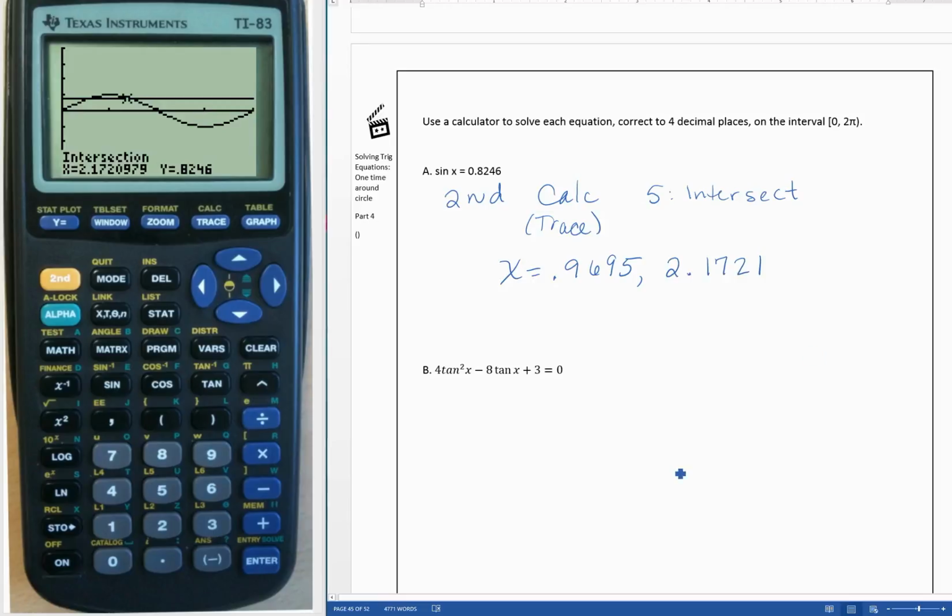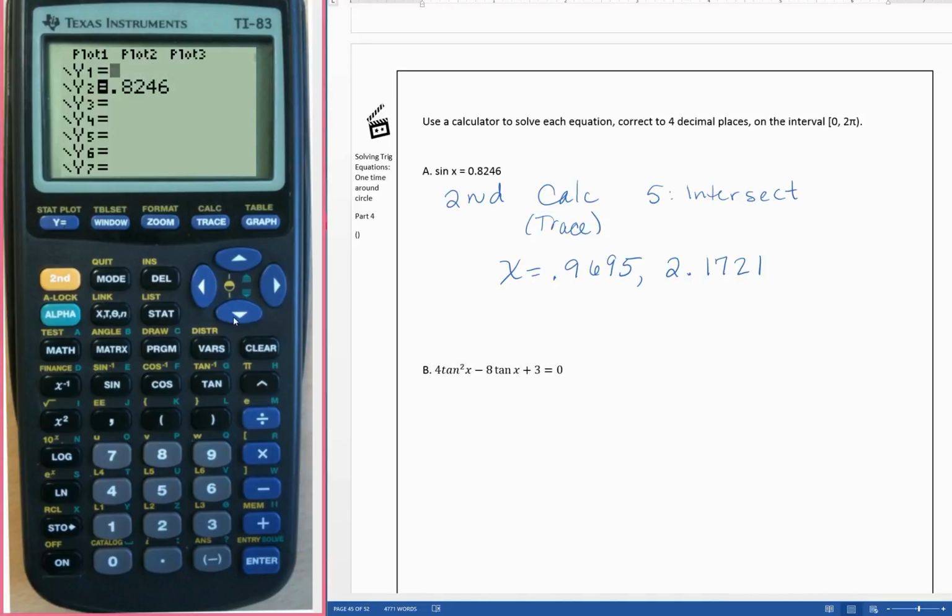Okay, so the next one's going to go very similarly. So here we've got 4, and then we want tangent of x. So we want to make sure we close that parenthesis, and then we're going to square it. Minus 8 tangent of x plus 3. Now you could use the zero feature. If we want to keep using intersect, we'll put 0 in here.